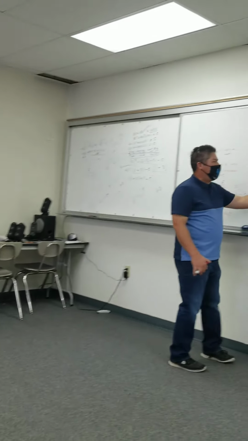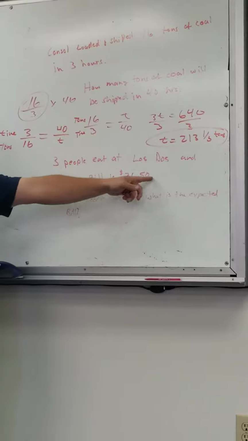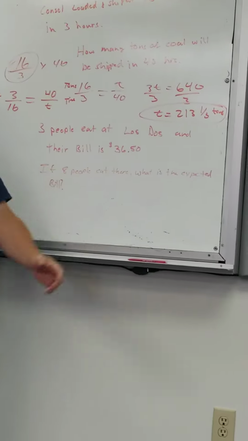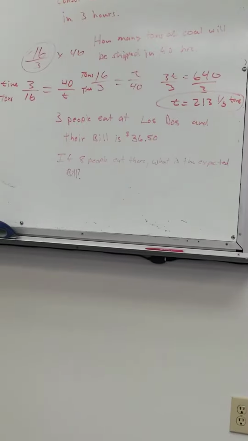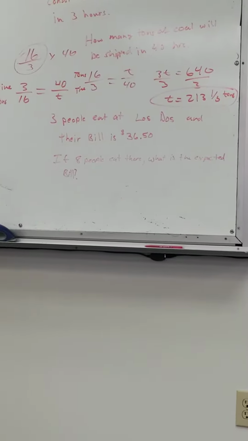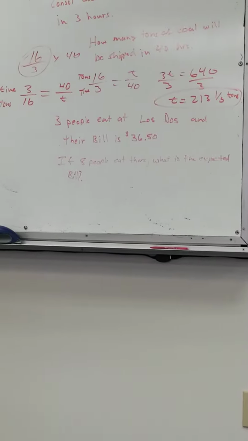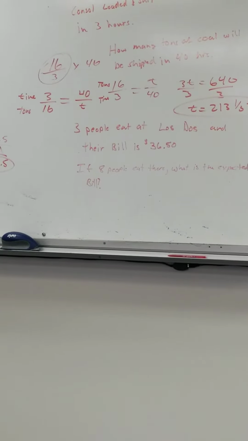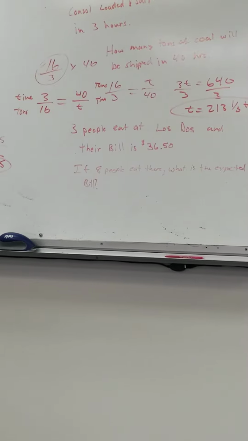So let's say 3 people eat at Los Dos over in Price, and they get their bill and it's $36.50. Now I'm going to have 8 people eat there. Obviously the bill's going to be more. Let's say they average about the same price. Have you ever looked at a Mexican restaurant's menu? I swear everything costs the same. It's somewhere between, seriously, like $9 and $12. Like everything on the menu is between $9 and $12.